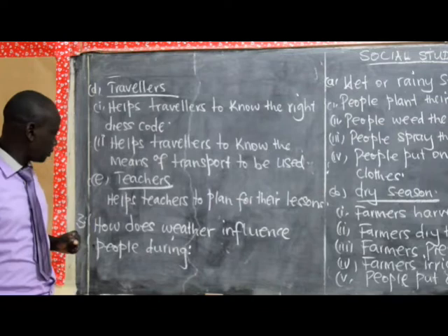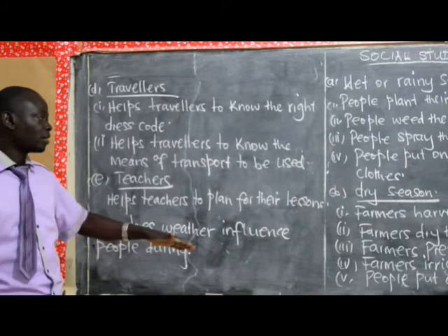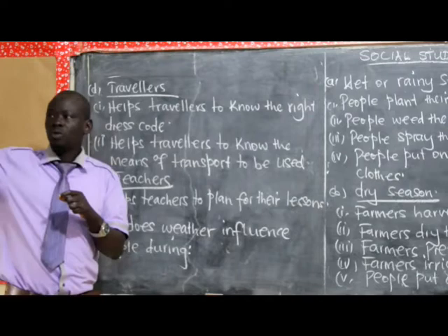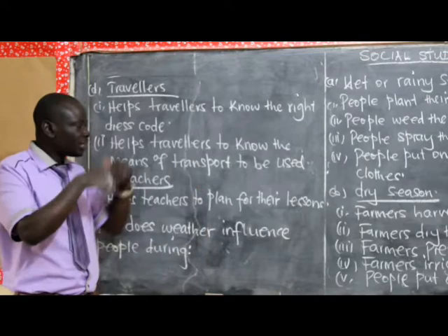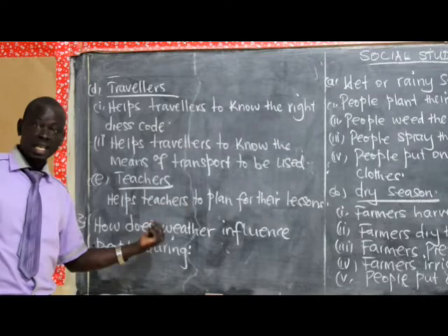Now let's look at teachers. We say to a teacher, this helps a teacher to plan for the lessons. For instance, if the teacher had an experiment outside the classroom and yet during that time it is going to rain, then it helps the teacher to prepare another lesson which can be conducted inside the classroom. So that is planning the lesson.